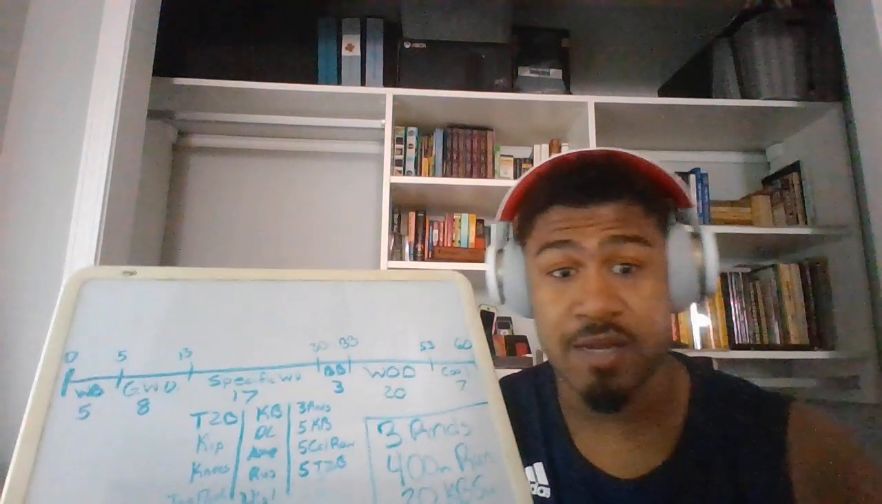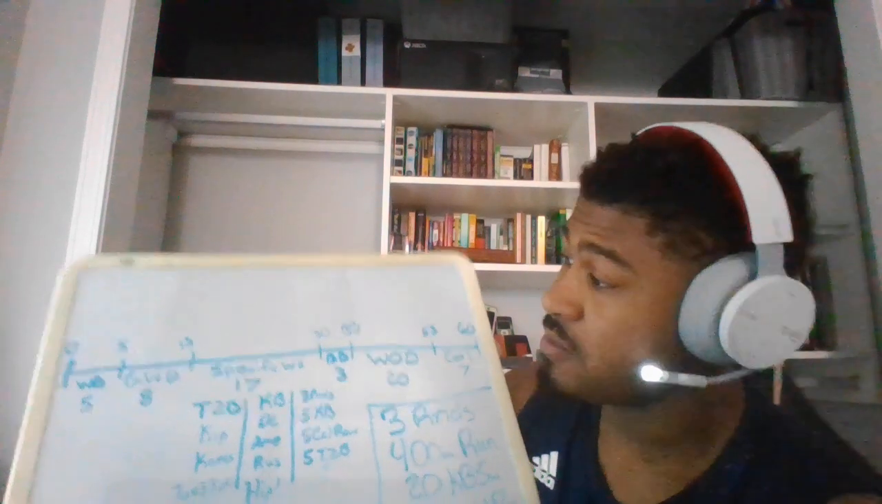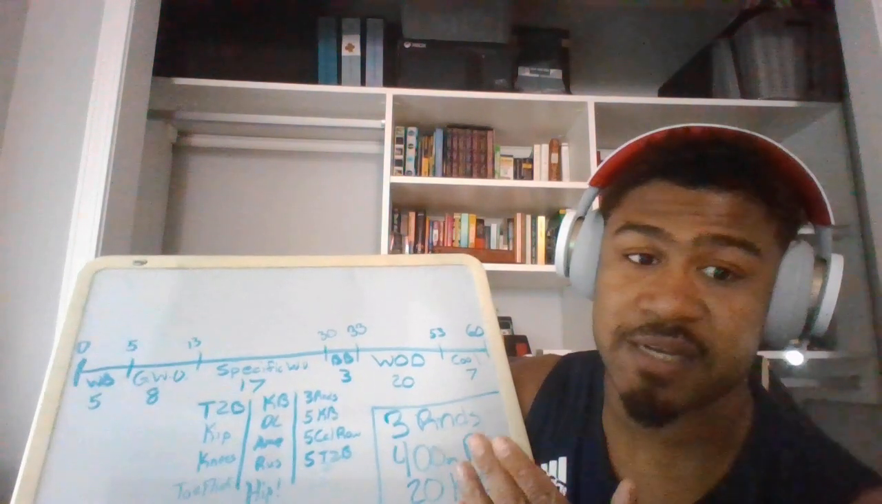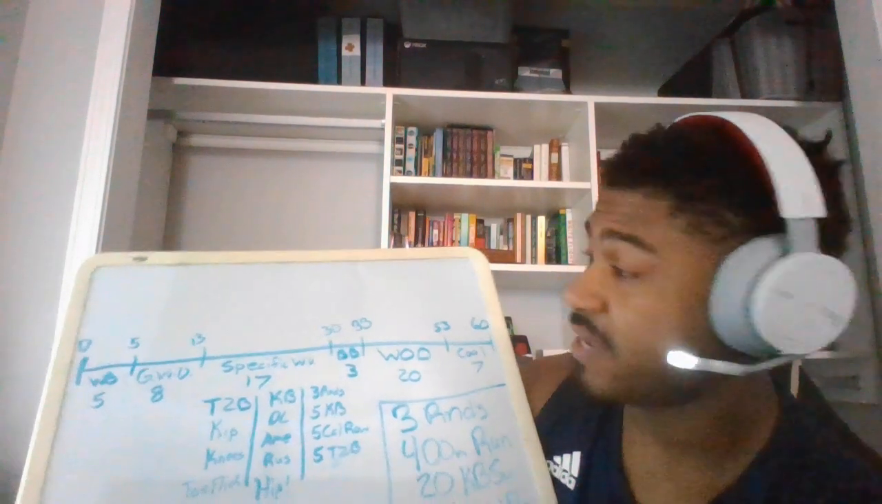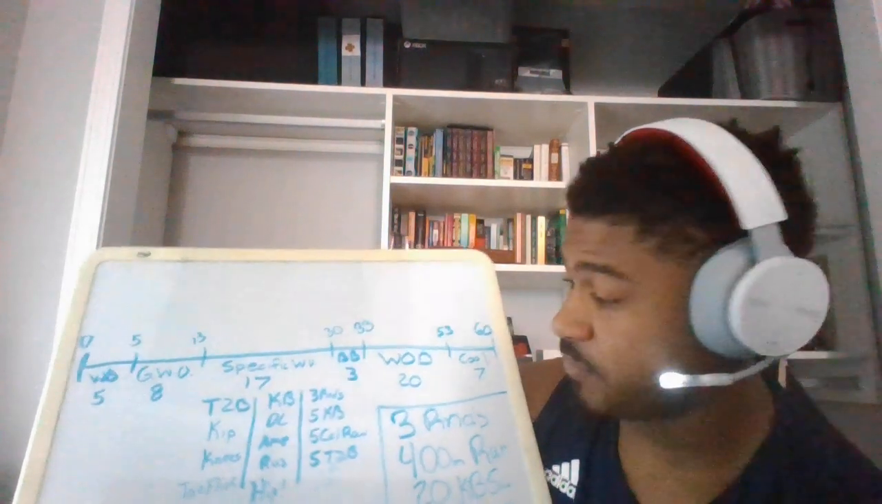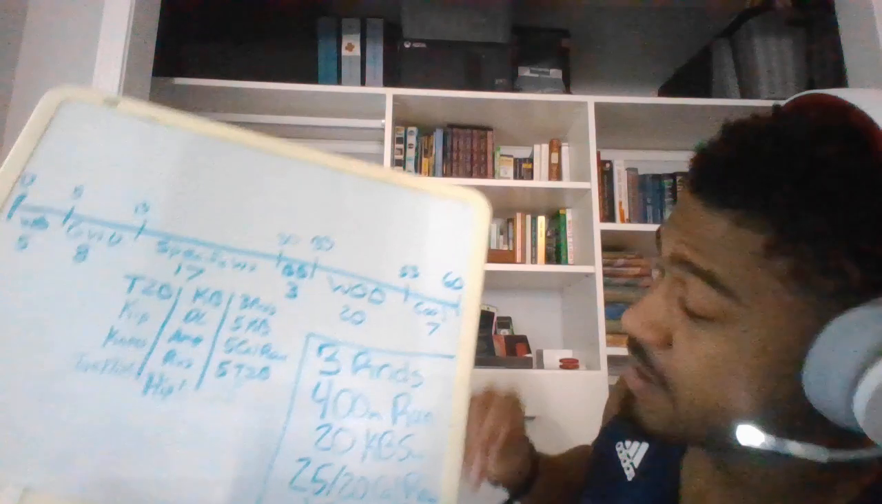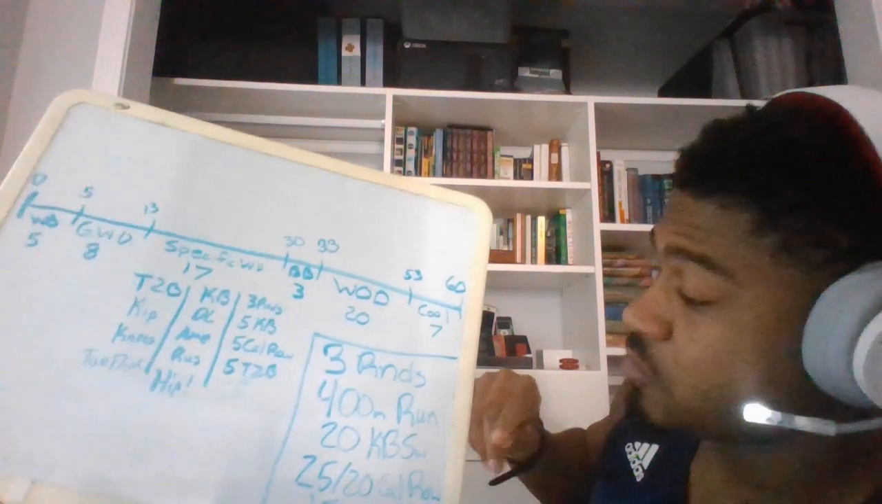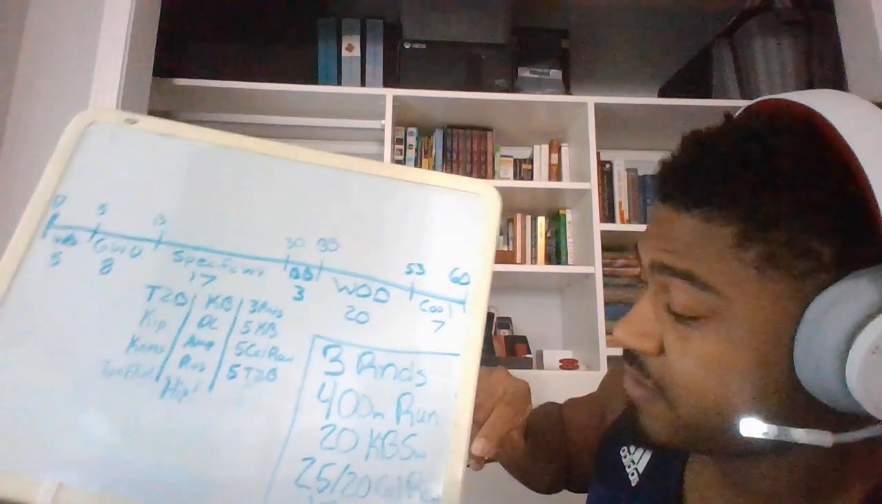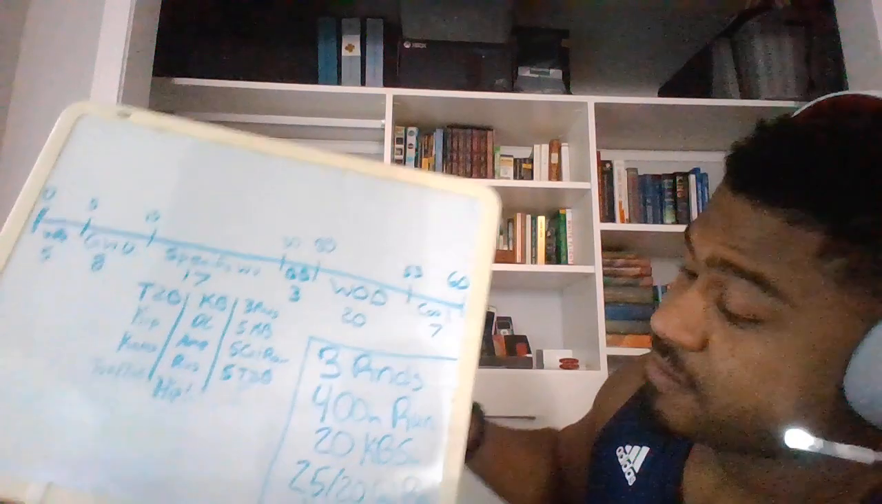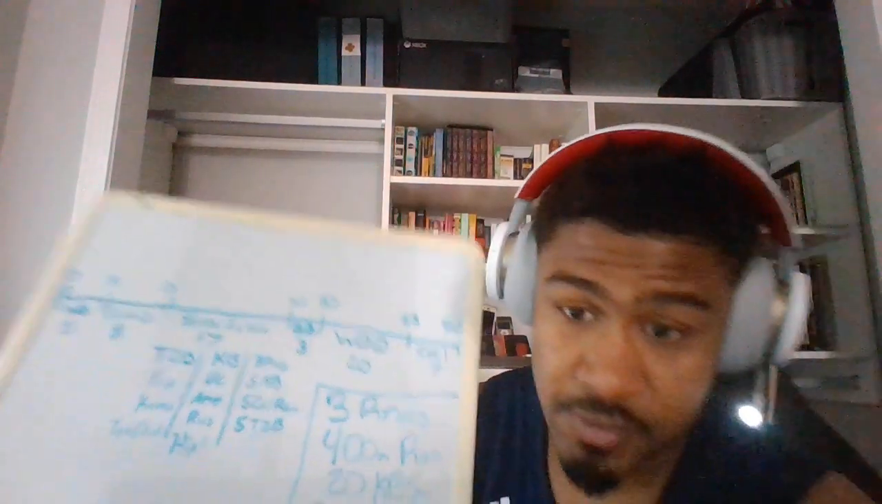So this week we're talking about workout plans and what the goal, the stimulus, and how we're going to schedule and allocate our time throughout this workout. The workout I chose here, and sorry for the small font, is three rounds of a 400-meter run, 20 kettlebell swings, 25 to 20 calorie row, 15 toes to bar.